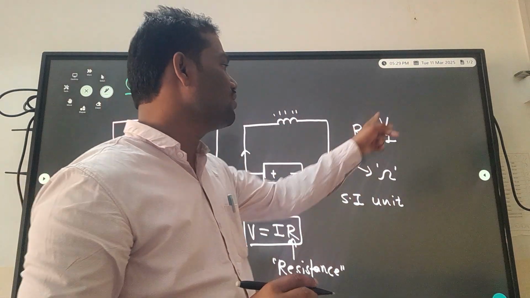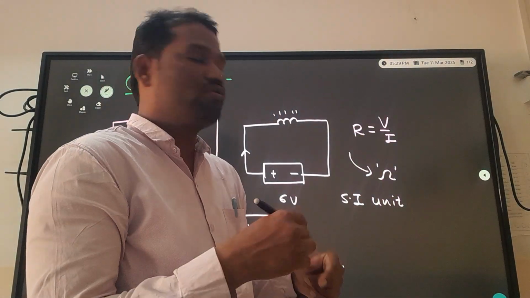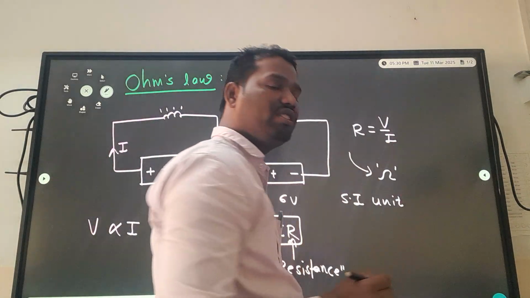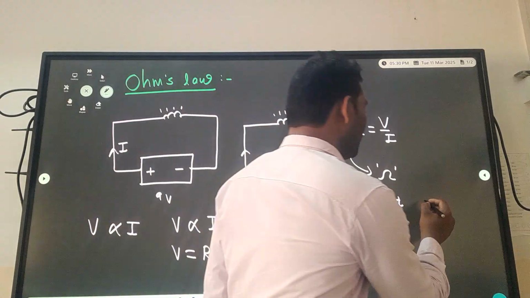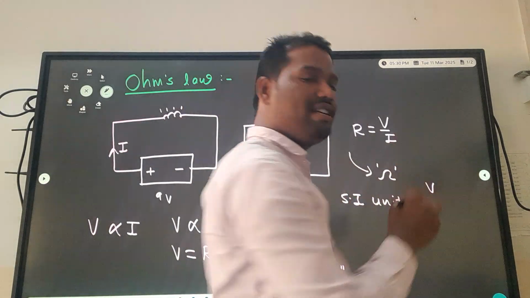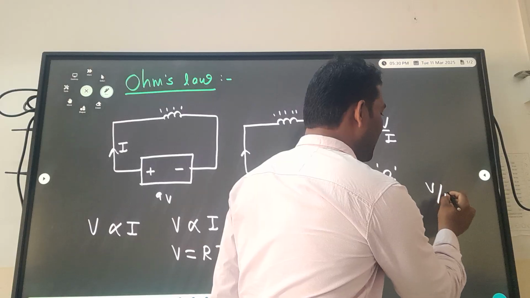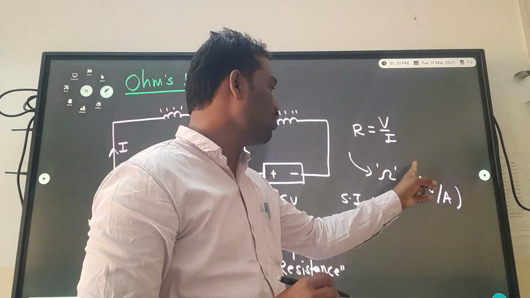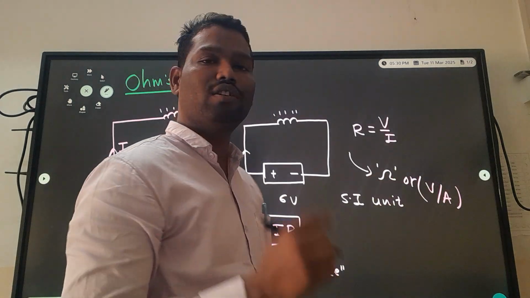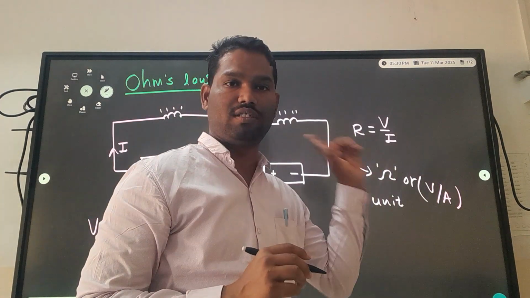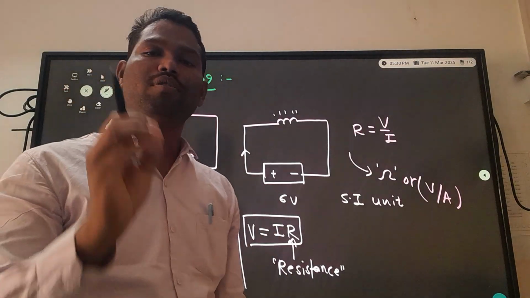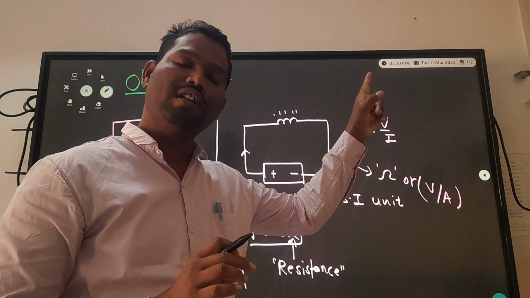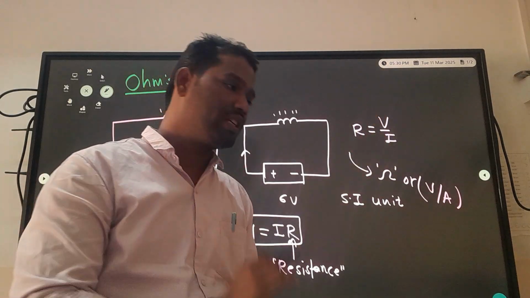Again with the formula R = V / I, we can tell another unit of resistance. V is the potential difference, which is measured in volt, and current is measured in ampere, therefore volt per ampere is also a unit for measuring resistance. So volt per ampere or ohm, these are the two units for measuring resistance. Resistance opposes the flow of electrons in the circuit, or it can be calculated by taking the ratio of the voltage and current in the circuit.